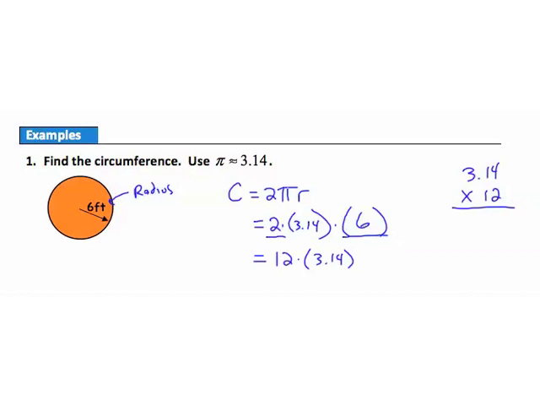When we do that multiplication, we're going to get 37.68. And so over here, my circumference then is going to be 37.68. Now I want to make sure I put my units on there. It looks like the units here were feet. So this is going to be then 37.68 feet, because this is a measure of distance. So we need to have our units of measure on there.